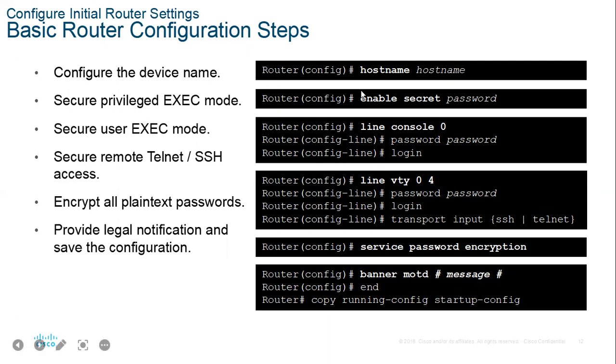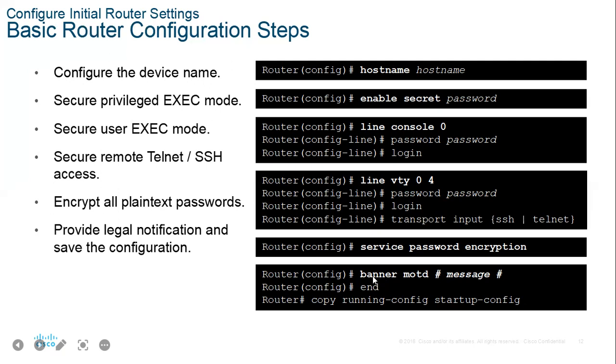To secure privilege execution mode, if I want to run some things in the privilege mode, I will say enable secret, then I put the password. Then secure user execution mode. I've already explained about the console and the different VTY lines that you have from 0 to 15, which, if you count from 0 to 15, makes 16 lines. You could also encrypt your plain text passwords this way. Then you could provide legal notifications and save the configuration.